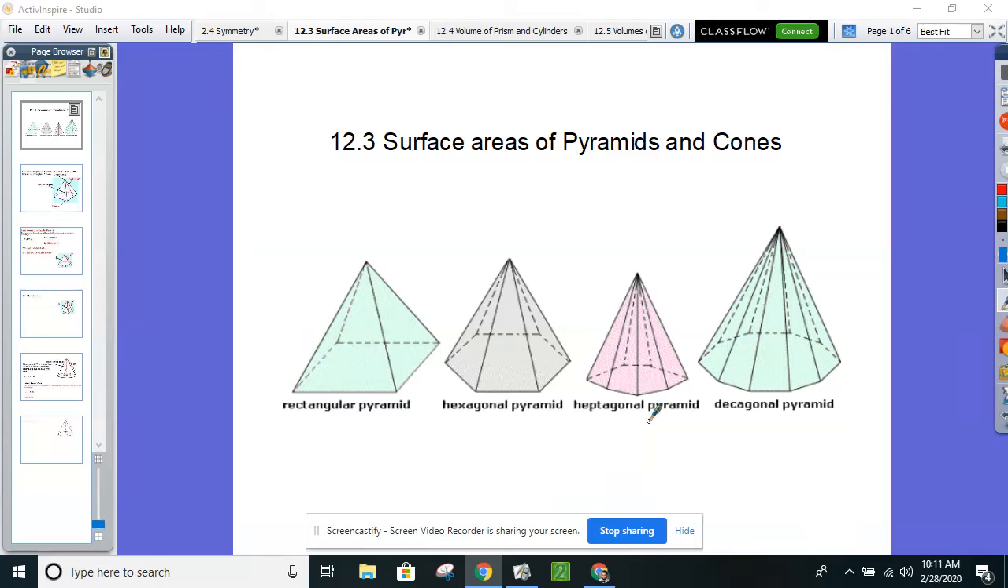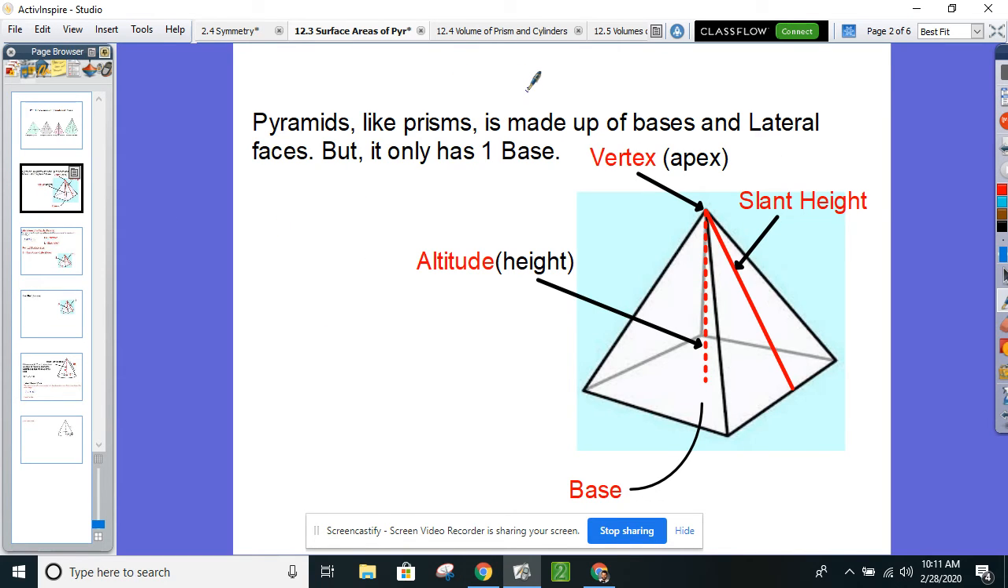All right, y'all. Today we're talking about surface area of pyramids and cones. So, last section, we were talking about the surface area of cylinders and prisms. The idea behind that was very similar. They both have lateral faces and bases, but on a pyramid, you only have one base.